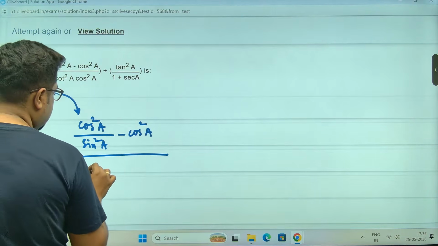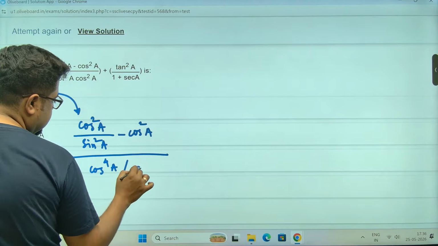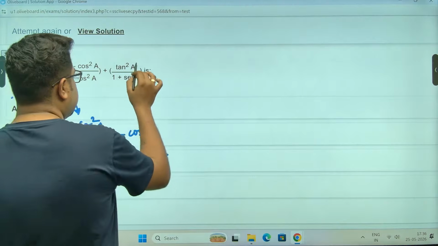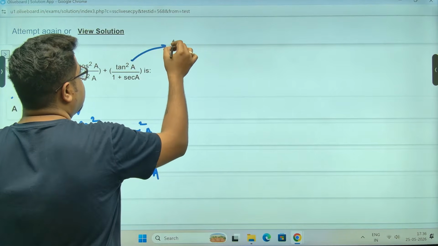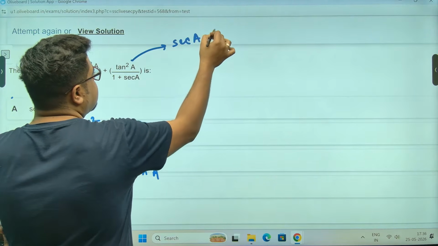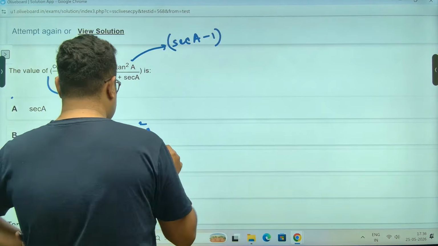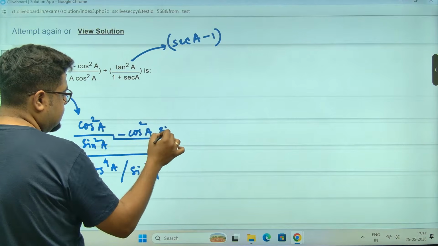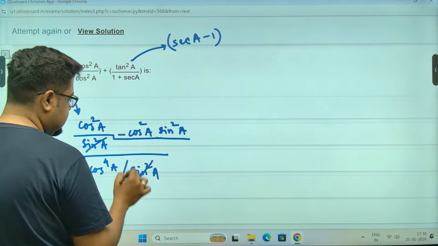by cos square A, meaning cos to the power 4A by sine square A, because cos square into cos square. This part will be tan square A, meaning sec square A minus 1. So one part will cancel, and this will be sec A minus 1. Okay? And if I take the LCM like this, this cancels.